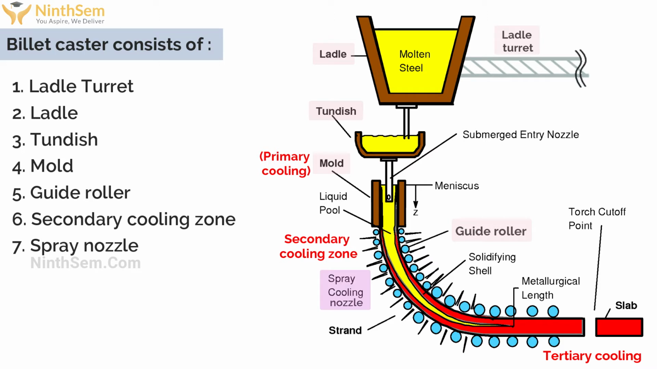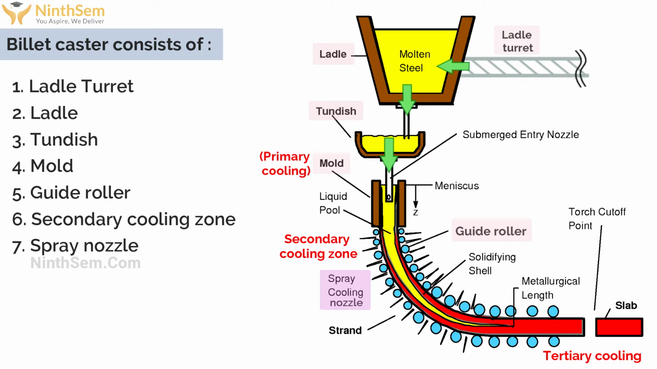As you see in the figure, there is a ladle at the top where molten steel is kept. Under the ladle there is a tundish and mold. When the operator opens the ladle, the molten steel in liquid form falls on the tundish. Again the operator opens the tundish, and it will flow inside the mold where primary cooling is done. Everything is held for a few seconds by a dummy bar which is kept inside the mold.